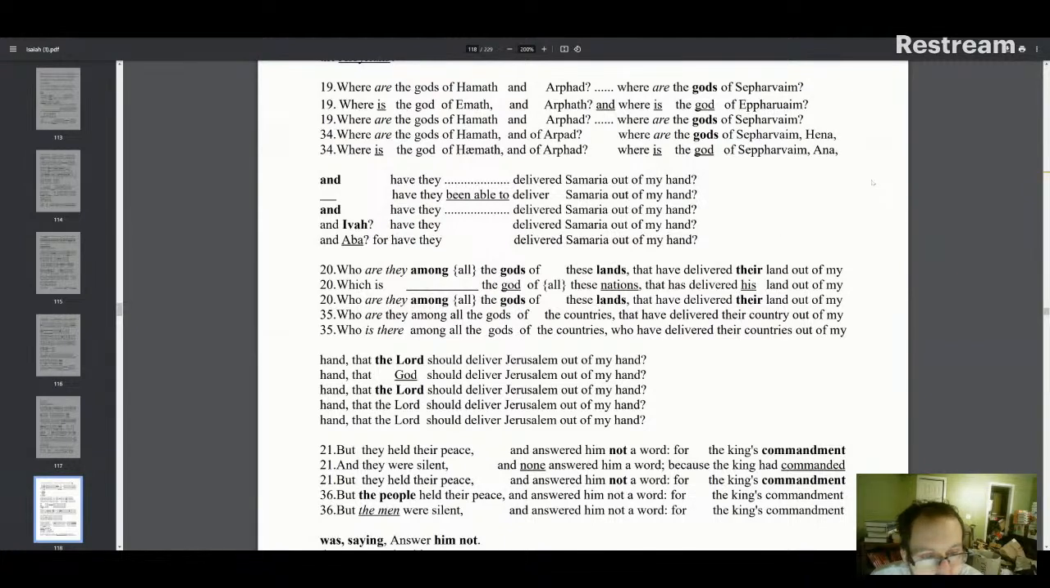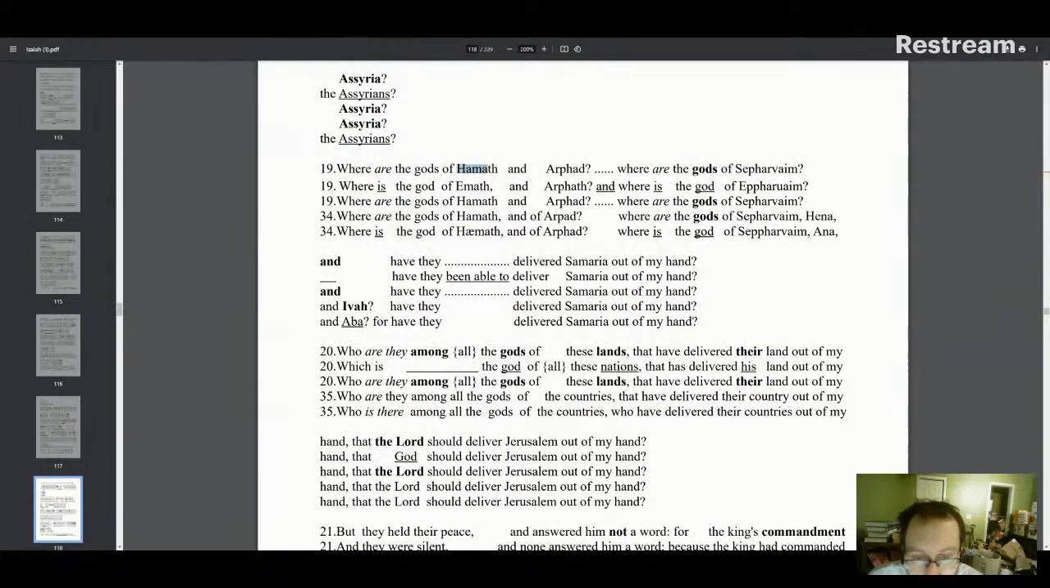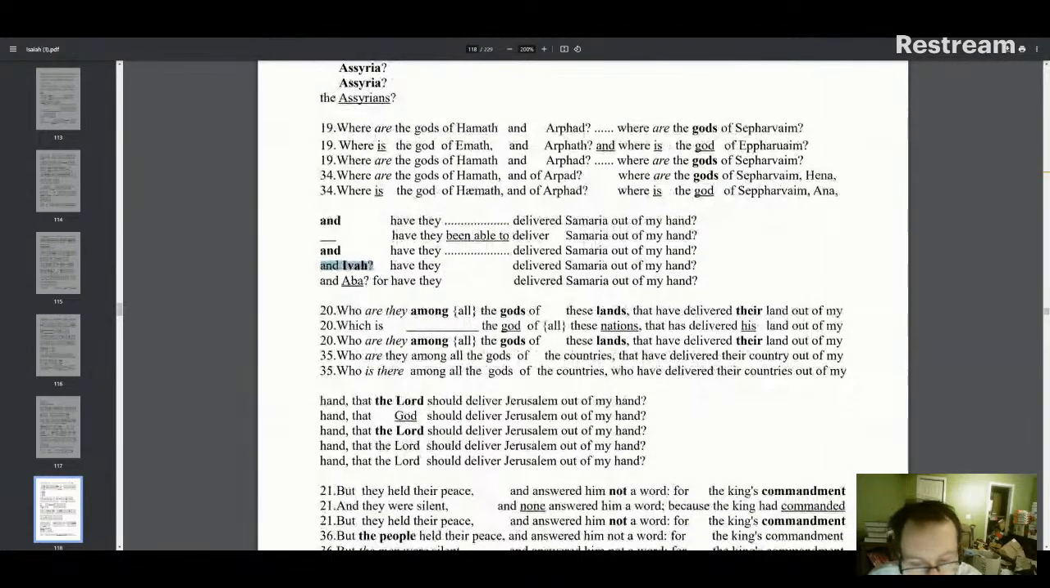Second Kings adds a couple gods, it looks like, that are not in the Isaiah. So we have here in the Isaiah, gods of Hamath and Arphad, gods of Sepharvaim, and they delivered Samaria out of my hand. The Second Kings in both Septuagint and the Hebrew says Hena and Ivah. So it is unlikely that Second Kings added these words, so probably Isaiah is the one that removed it. Over time, the scribes accidentally removed Hena and Ivah.